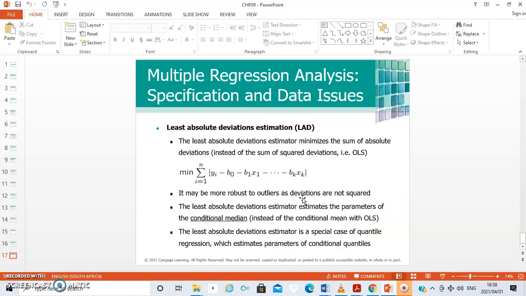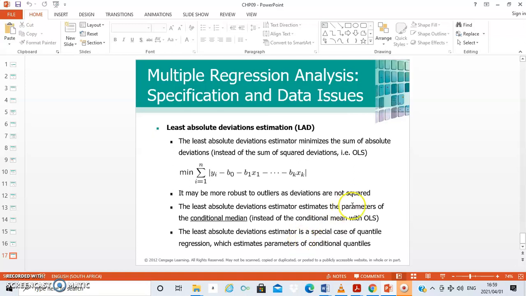And lastly, dealing with outliers, we can no longer estimate average values, but we can use the least absolute deviations. Usually instead of minimizing the mean of the error term, we actually use the conditional median instead of the conditional mean, because that will give us a better estimation. And in this context, we also make use of quantile regression to estimate the parameters of the conditional quantiles.